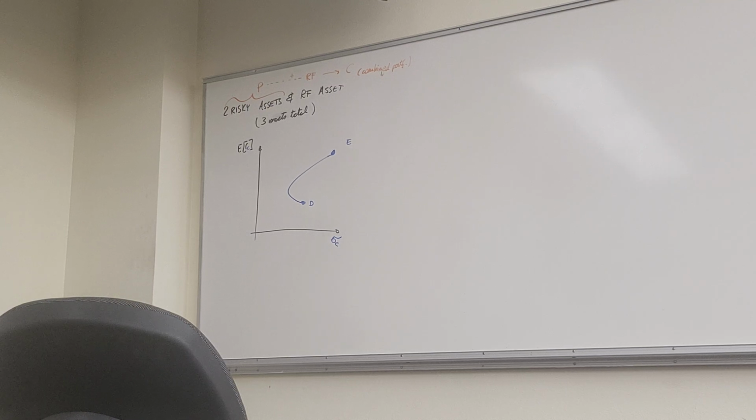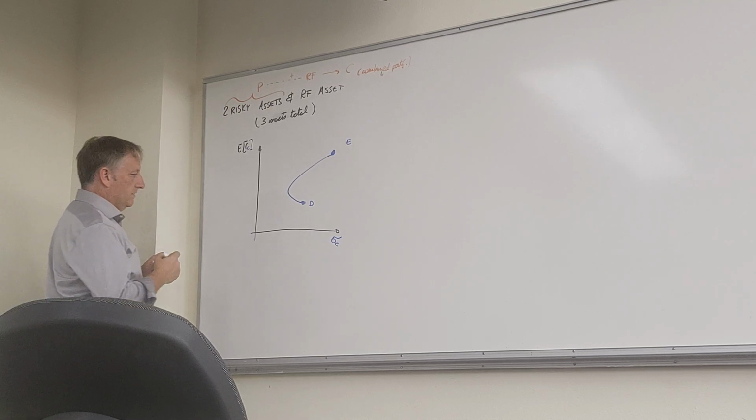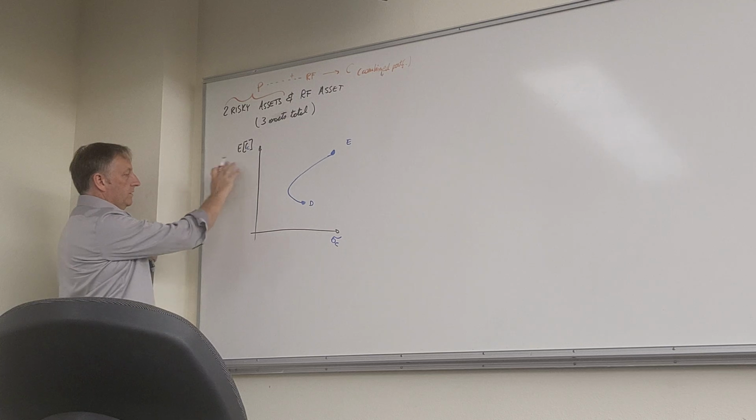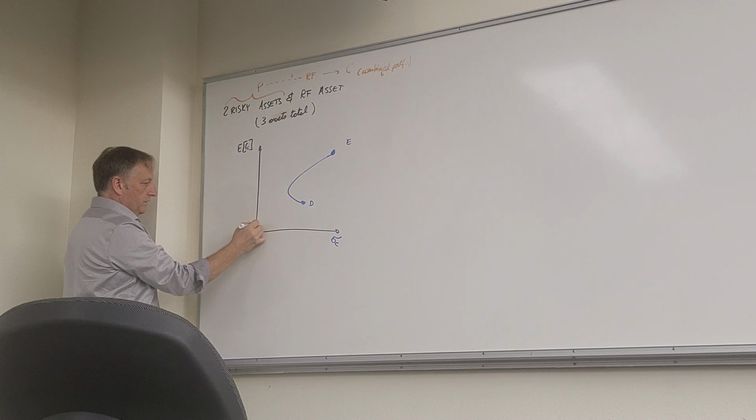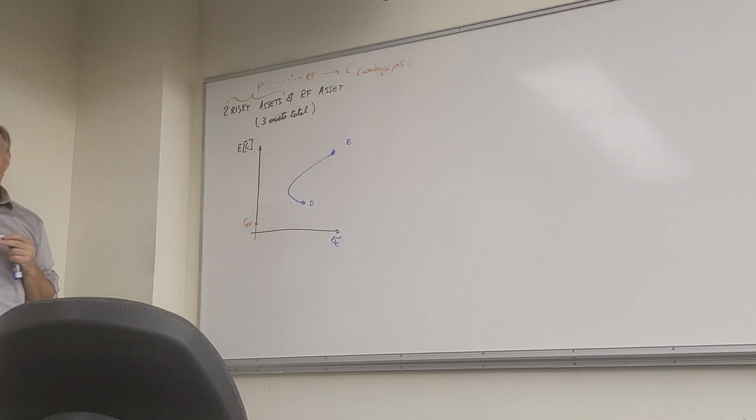What is the risk-free asset in this graph? Risk-free means what? 0 standard deviation, some level of returns. So the risk-free asset is there. Yeah, so those are the 3 assets we're working with.